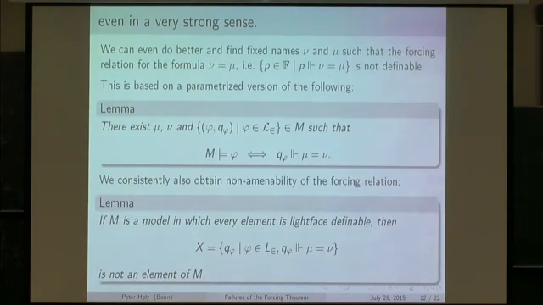So consistently, we also get non-amenability of the forcing relation. This is now an easy corollary, kind of. Assume that M is a model in which every element is definable. Such models exist. For example, take the least alpha such that L alpha is a model of set theory, ZFC.